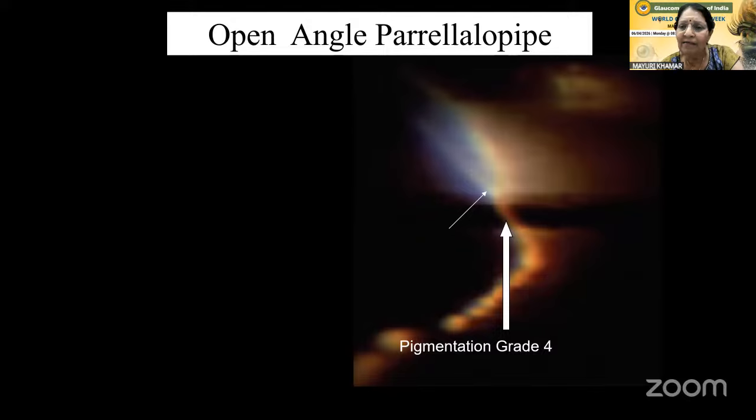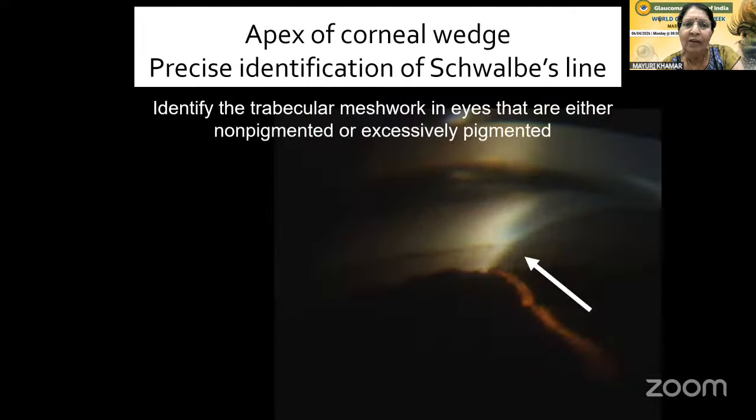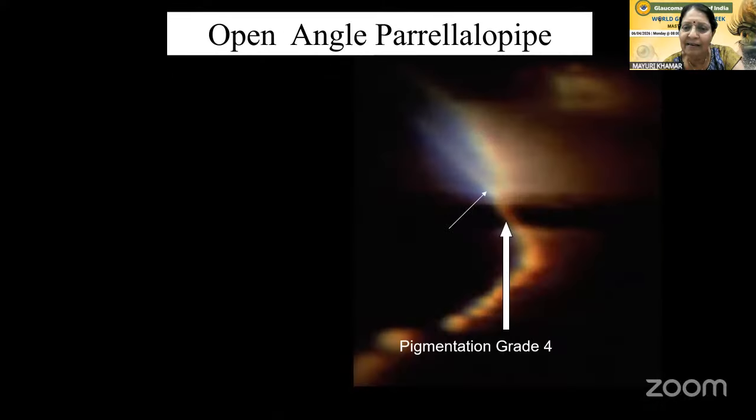Even when you have an angle which is heavily pigmented, or when you have a non-pigmented angle, you can use the corneal wedge or apex. So where the apex is a Schwalbe's line. This is useful particularly in non-pigmented eyes where you are confused about where exactly the line is, and in pigmentary glaucoma, a densely pigmented meshwork may confuse somebody.